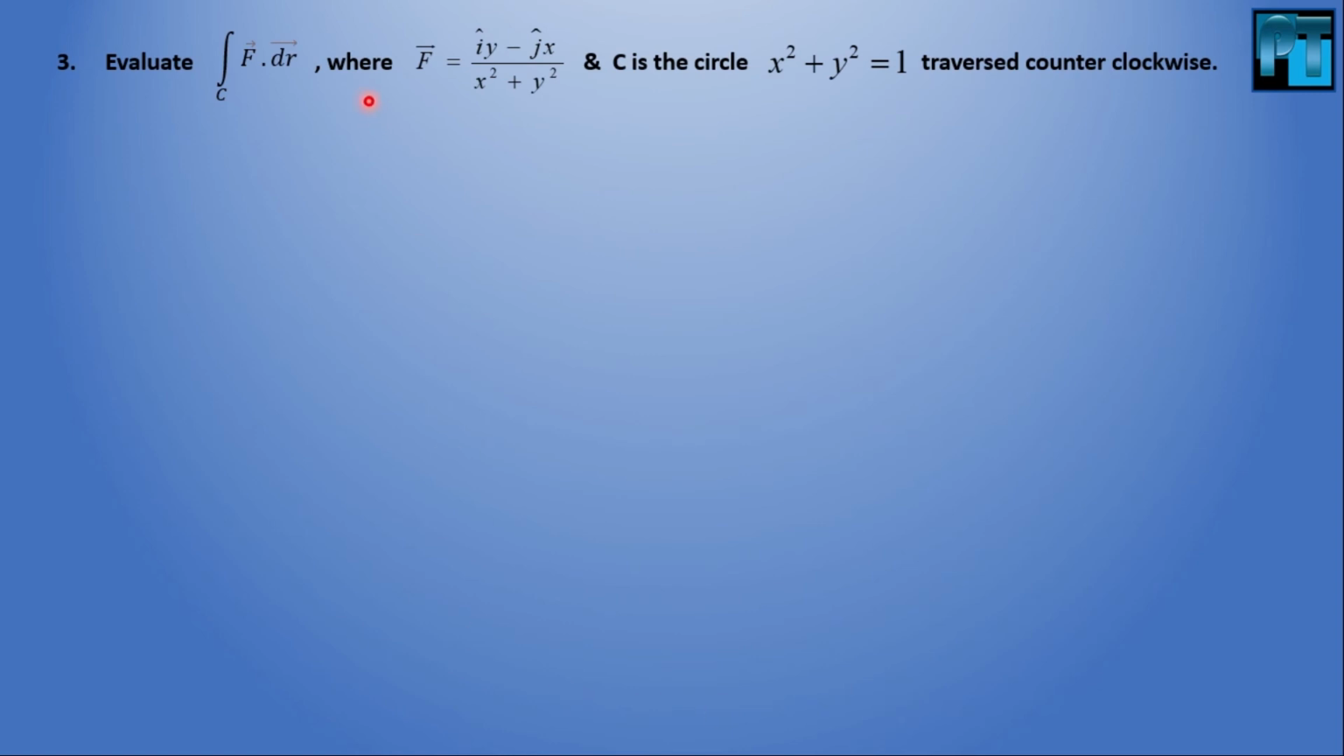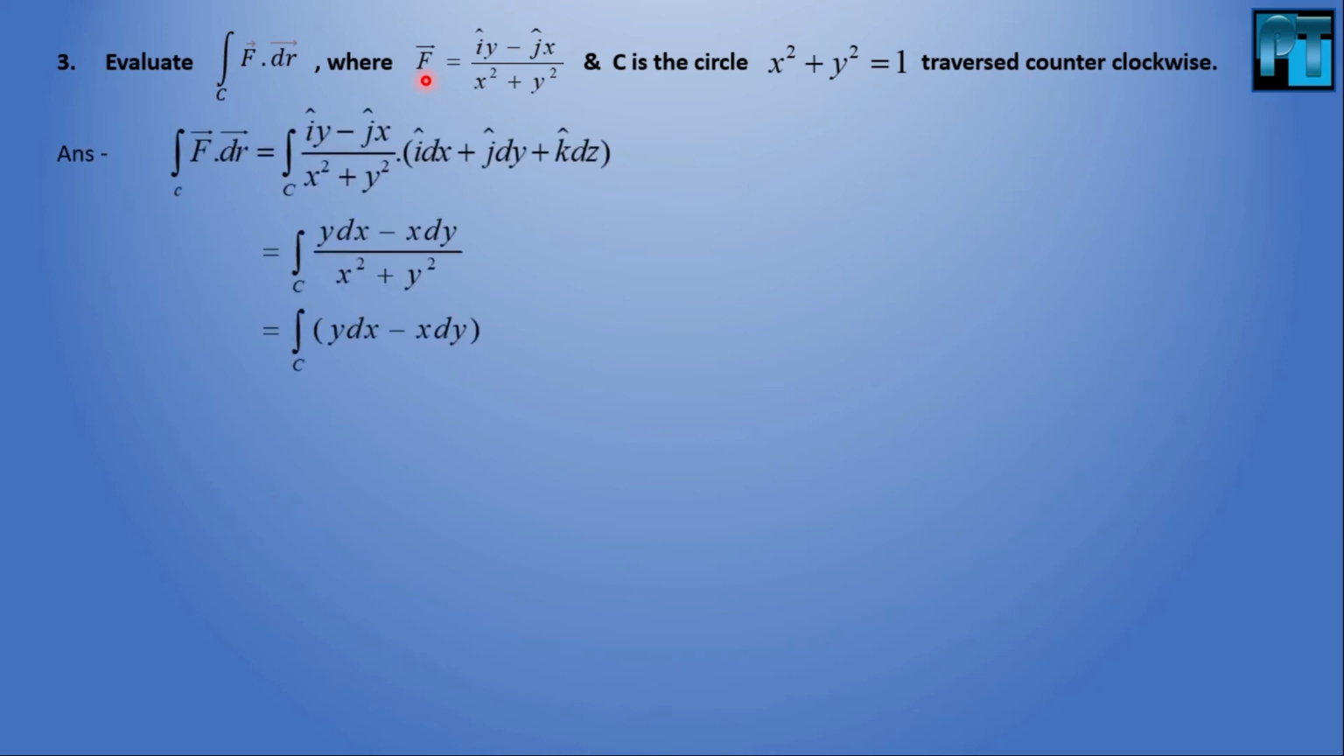Evaluate this integral where F is given, and now the curve is a known curve: x squared plus y squared equals 1 squared, a circle of radius 1. It is a very interesting one, because we can use x squared plus y squared equals 1 here. So F will be in a simplified form. Let's see how. Now F dot dr equals this dot dr, meaning i cap dx plus j cap dy plus k cap dz, and now we can put x squared plus y squared equals 1. So the whole thing becomes very easy.